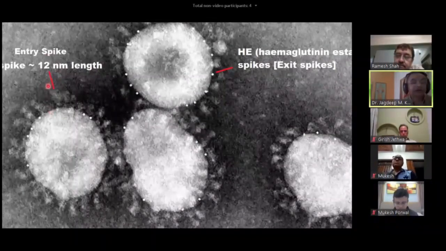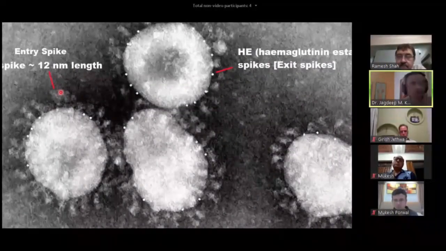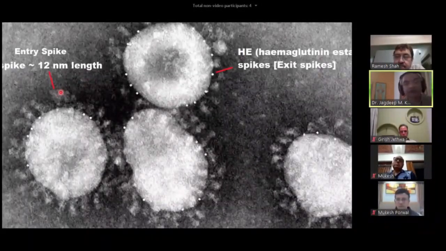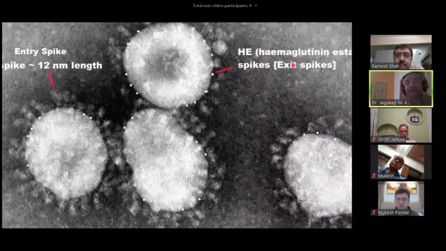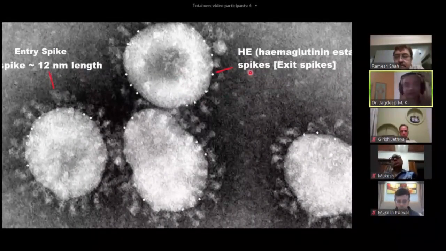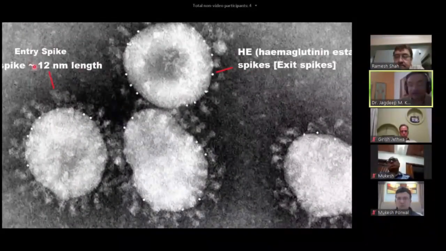So this is a glycoprotein about 12 nanometers in length. It's very fluffy, like the cotton candy, grandmother's hair, as we call it. It's a little long, but it's very fragile and very fluffy. And the other spike is the HE spike, that is hemagglutinin esterase spike. These short spikes are for exocytosis, that is for exiting the cell once they have replicated in number, and the entry spike is for taking entry into the cell.